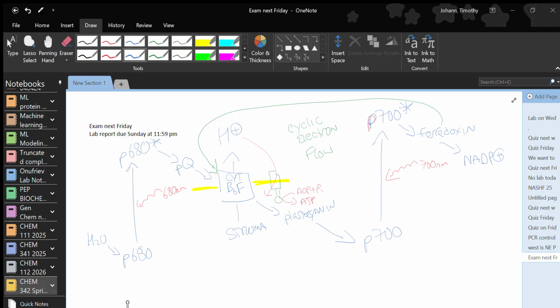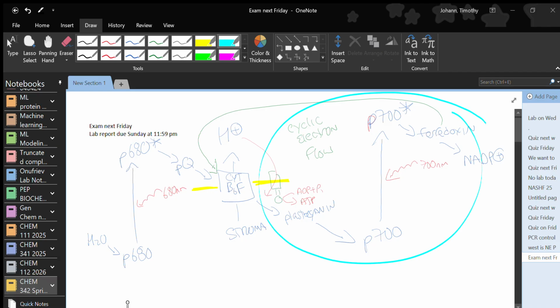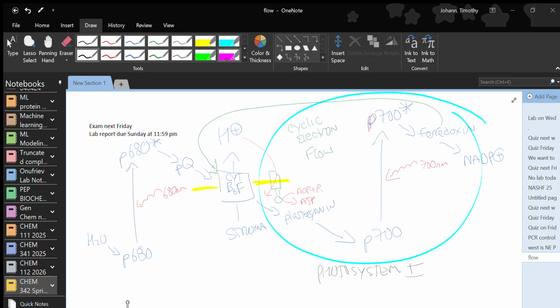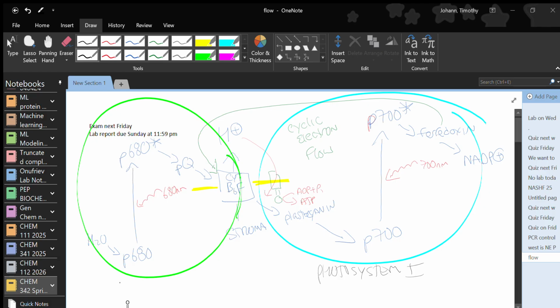But we can get that cyclic electron flow. And there are some organisms. So I don't care that you know what photosystem 1 and photosystem 2 are. It may say in the study guide that I do care, but I don't care anymore. I once cared. But over here, this is photosystem 1. And let's see, green. Over here, this is photosystem 2. And I don't remember exactly where the dividing line is, but it's roughly here.